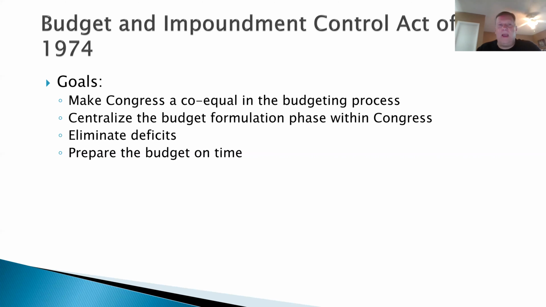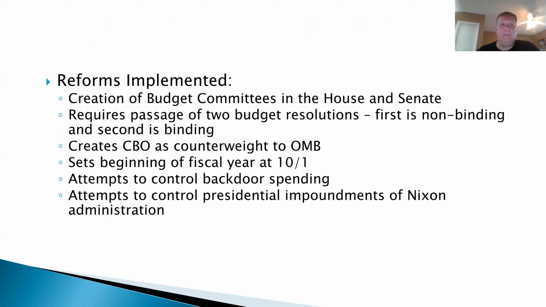They want to centralize the formulation phase within Congress. They want to try and do something about these deficits, trying to eliminate the deficits or at least make the deficits smaller, and try and get the federal budget done on time. So they had several goals with this Budget and Impoundment Control Act.